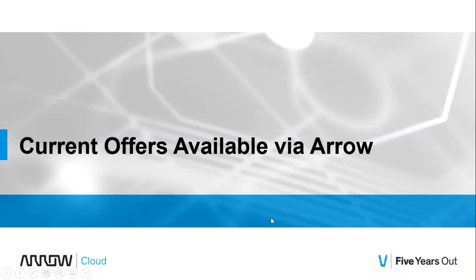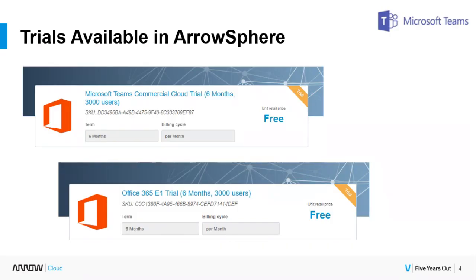Hopefully you can see my screen now, but I just want to go through the current offers that are available from Arrow and on ArrowSphere. So the first bit, and I know there's some questions around this, is within ArrowSphere we've got the Microsoft Teams trials. These are the trials that are available in ArrowSphere, in line with the current state of affairs with COVID-19. And Microsoft offers these 2 SKUs at the moment. And for partners that are new to Arrow, ArrowSphere is our cloud aggregation platform.